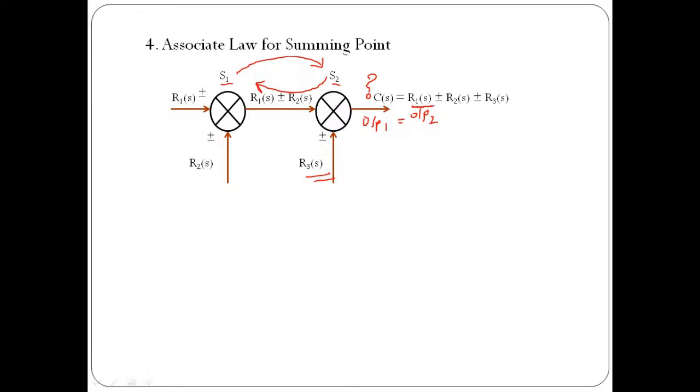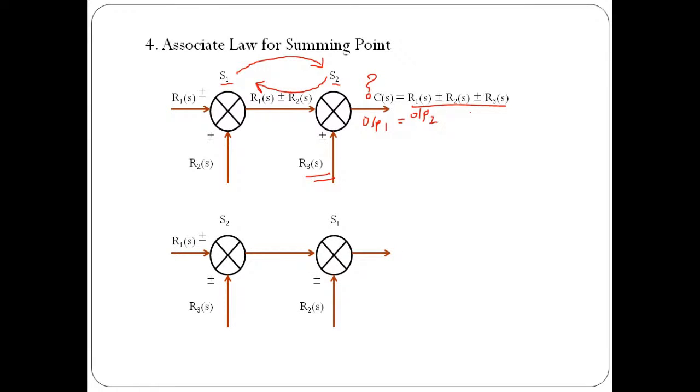So this R1(s) plus minus R2(s) plus minus R3(s) will be the output of your entire system. Now what we are going to do is interchange the position of both the summing points. So instead of taking the first, we have now taken the second summing point, and then here we have connected the first summing point. The input to the second summing point is nothing but R3(s), which we have taken over here, and the input to the first summing point is R2(s), which we have taken over here.